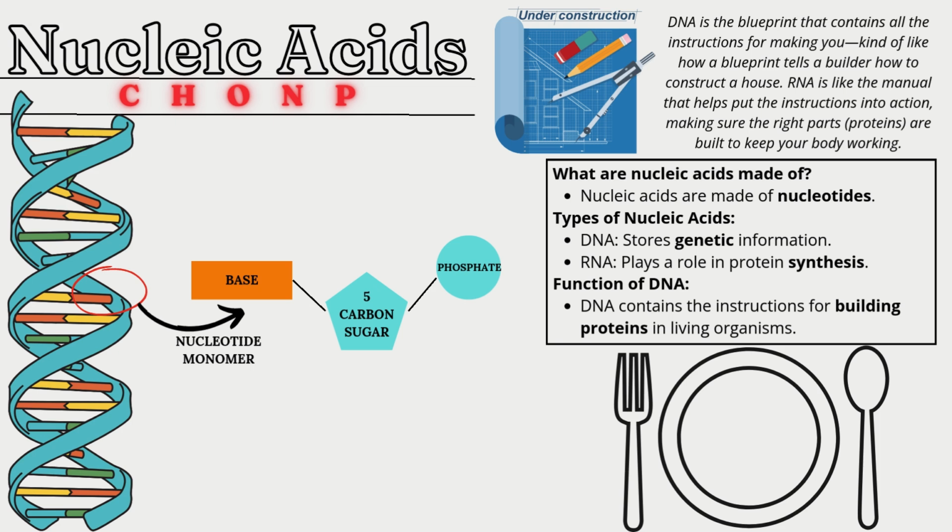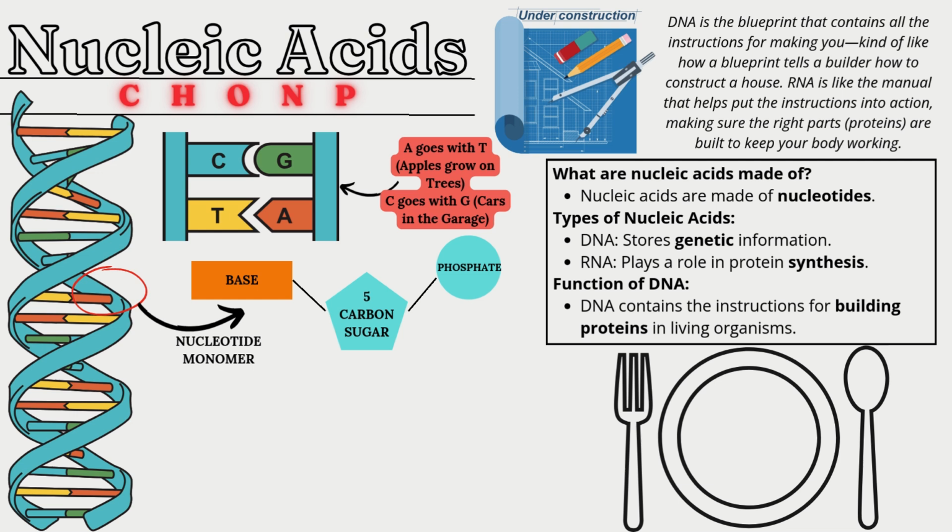If you look at that, right there where that circle is, you can see that it has a base. That's that orange little part right there. And then in the ladder, it almost looks like a spiral staircase. If you were to hold on to those blue parts, that spiral, those would be where the 5-carbon sugar and the phosphate would be. And that is what a nucleotide monomer is. It includes a base, a 5-carbon sugar, and a phosphate.